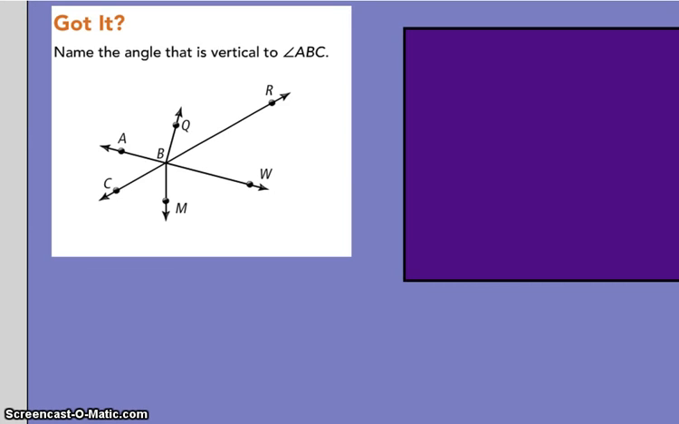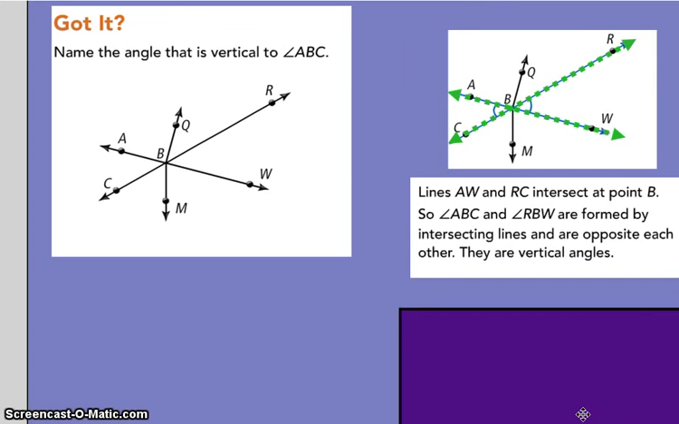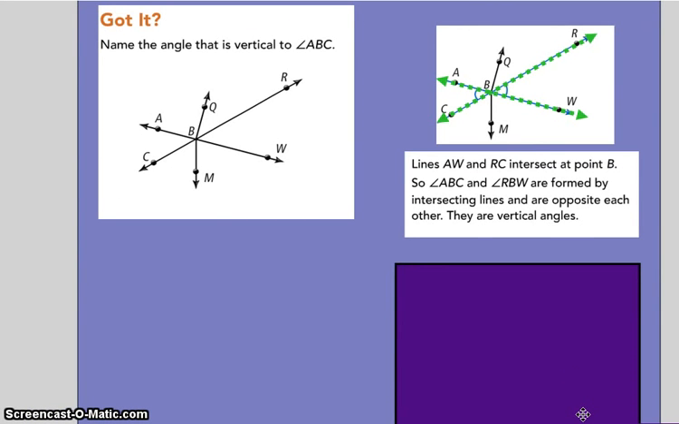Name the angle that is vertical to angle ABC. So find it, angle ABC, look at what other angle is formed by the same two lines. The answer to that would be angle RBW.